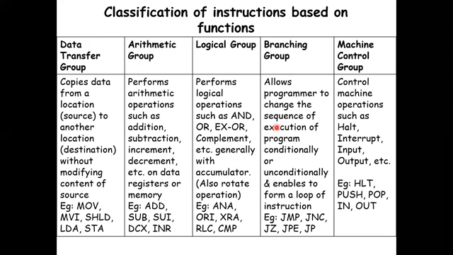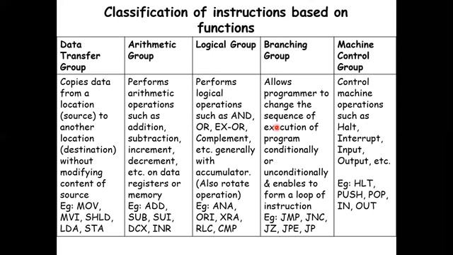Classification of instructions based on the instruction functions. That is data transfer group, arithmetic group, logical group, branching group, and machine control group. Data transfer group means we are sending the data from one location to another, between registers, or between memory and register, or register to memory, or register to direct memory.